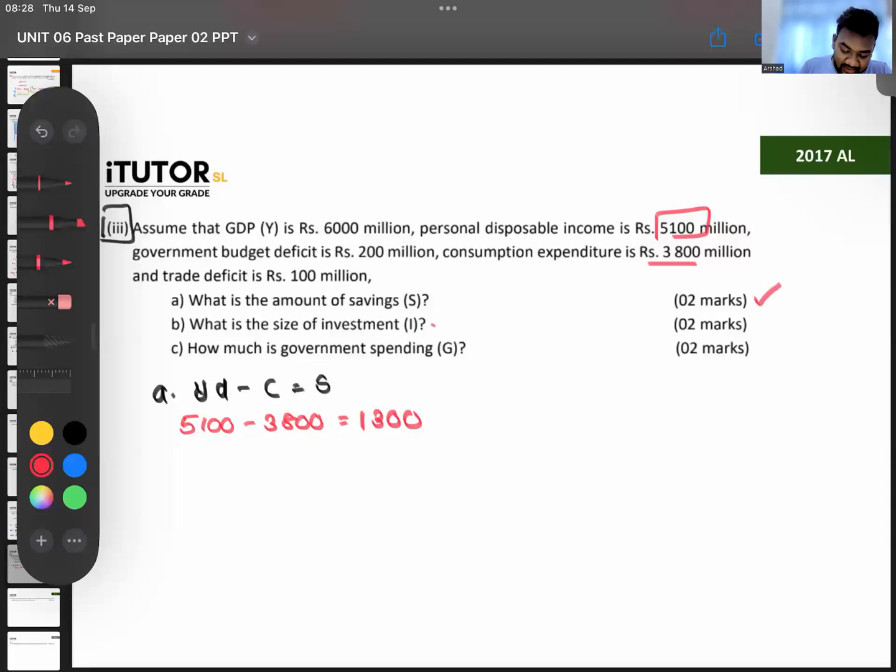Part 2. What is the size of investment? Okay. Part B is asking for investment. How can you find investment? What can we do, guys, here? They've given budget deficit. You can use W equals J, right? Don't you think? Yeah. The W equals J approach, that I think is easier. So withdrawals are what? Savings, taxes, imports. Injections are investment, government spending.